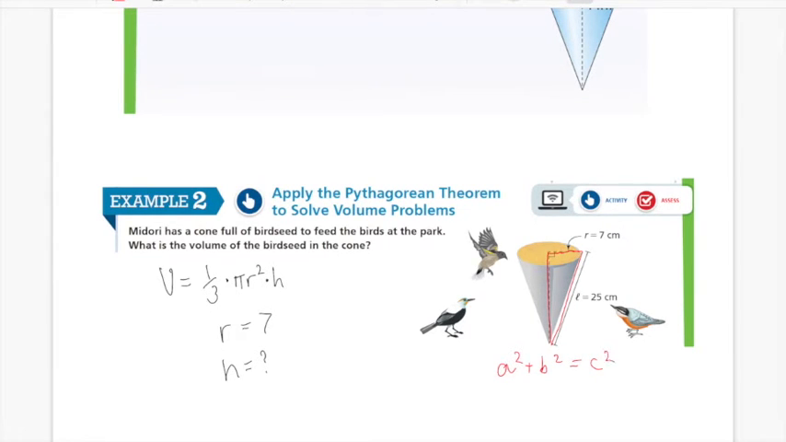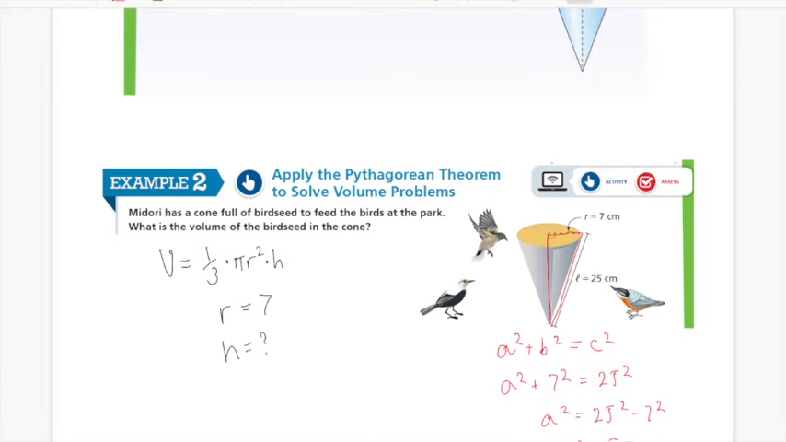Oops, c squared. So we will have a squared plus 7 squared is equal to 25 squared. So a squared is equal to 25 squared minus 7 squared. A squared is equal to 576. So a is equal to, you should have 24. So a is 24. So our height here is 24.